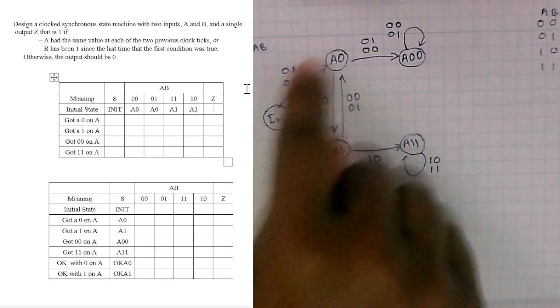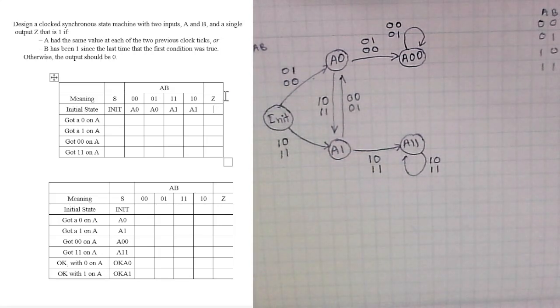All three states we have z as 0 because we didn't meet the condition yet, right? We didn't meet the condition yet. So okay, now we have identified two states here. Now I can have them, got 0 on a, got 1 on a. These are a0, a1, right? So how can I do the transitions for the outgoing transitions from a0 and a1?